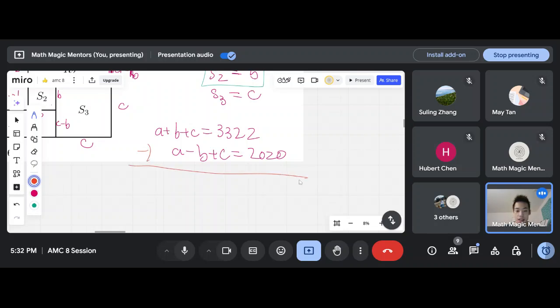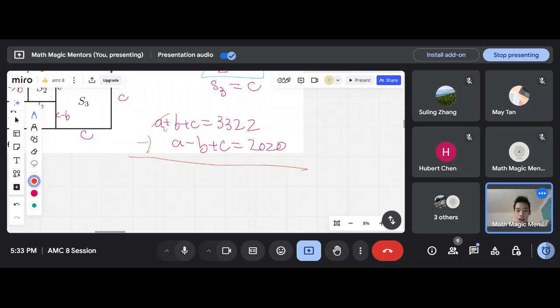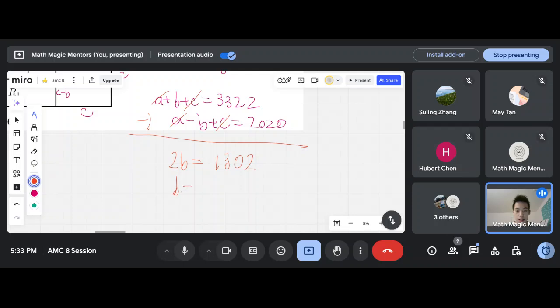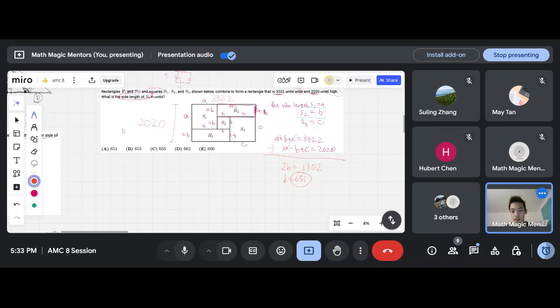We can subtract the second from the first equation. And so the A's will cancel out, then we'll get 2B equals 3322 minus 2020. That's going to give us 1302. And then B is 651, as someone mentioned in the chat. And that's correct. Cool.